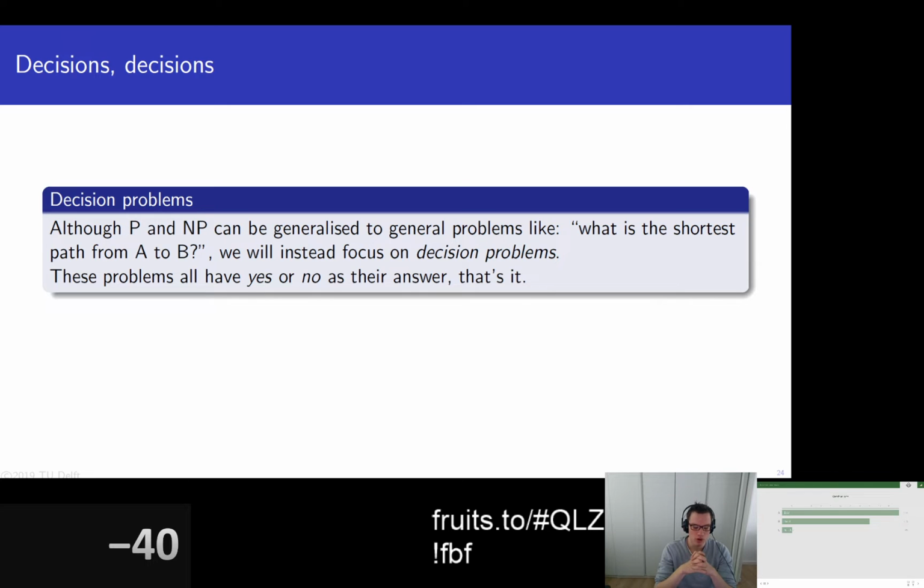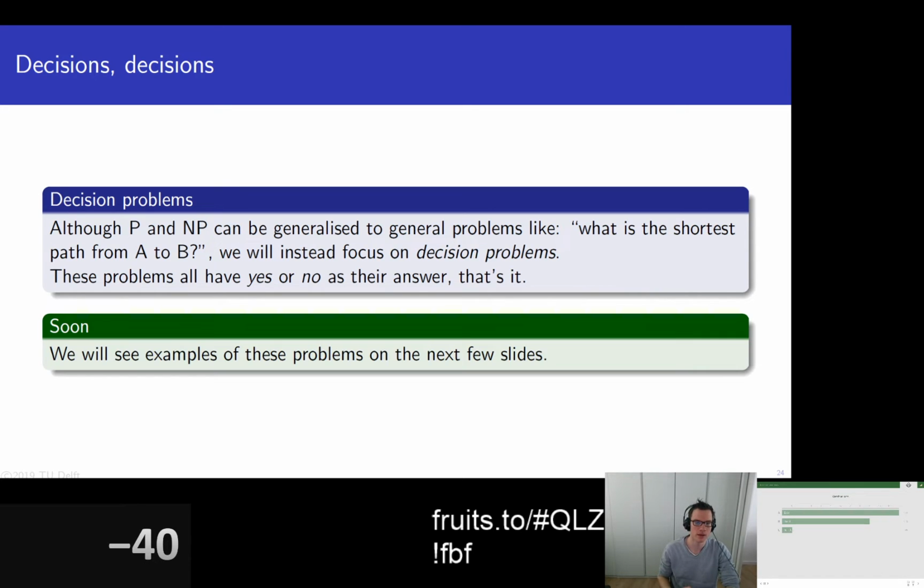Now, although they can talk about problems like what is the shortest path, we will focus only on decision problems, problems that have a yes or no answer. So for example, for our path problem of just now, the question was, is there a path from S to T, right? Not what is the path, but is there a path? And we'll see more examples of that soon.